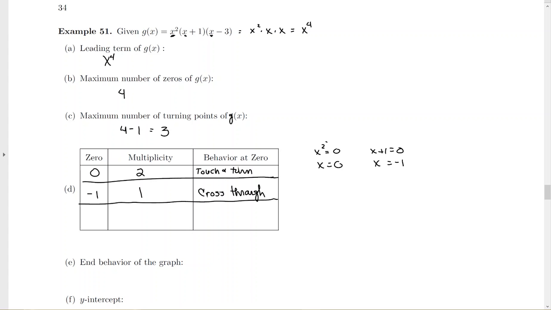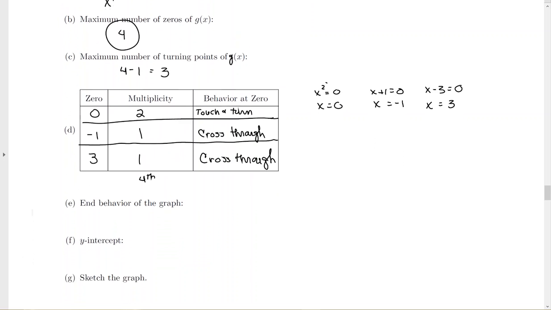Right, do the same thing for the last one there. X minus 3 equals 0, so x equals 3 is our 0. It has a multiplicity of 1. Again, the power on that factor is 1. And then that's also going to cross through. Keep in mind that when you add the multiplicities up, that should be the degree of the polynomial, or the maximum number of zeros that you're going to get.